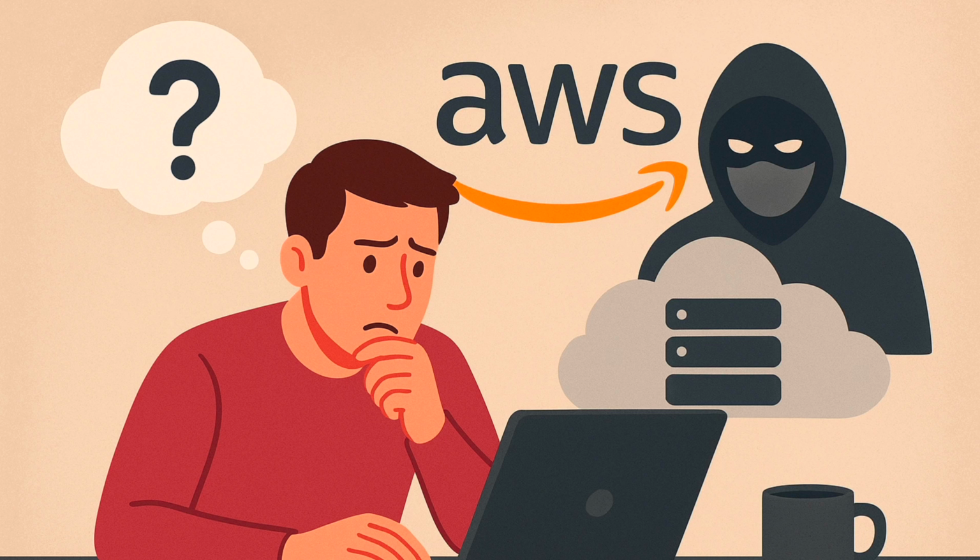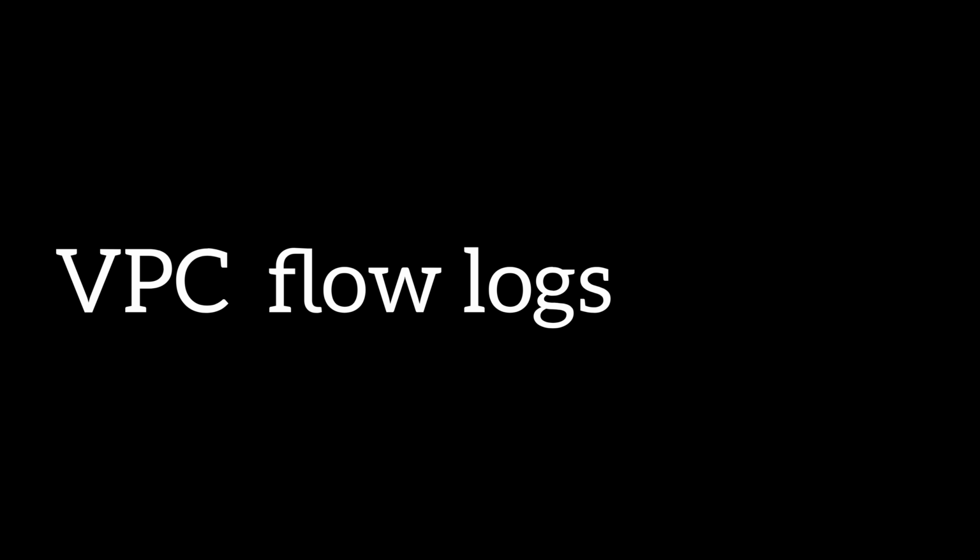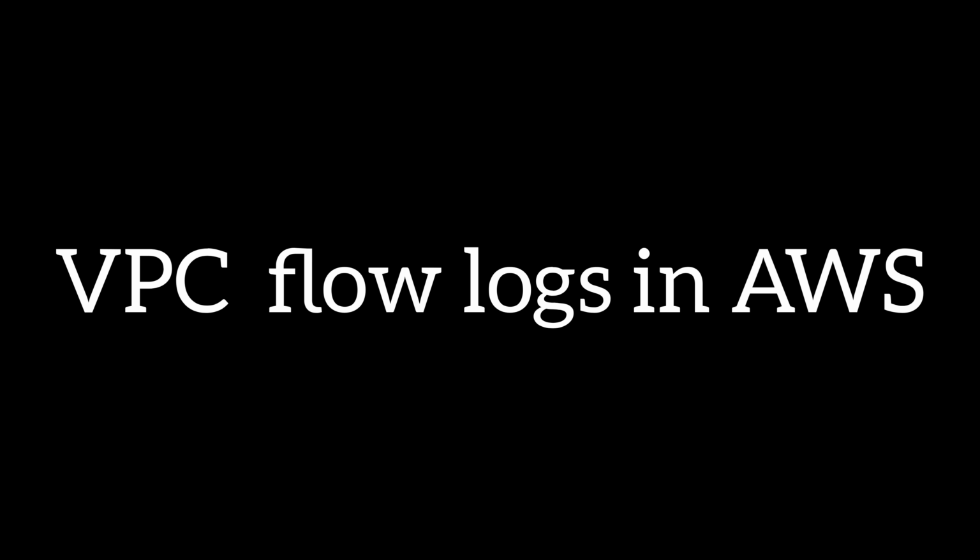Hello everyone. Have you ever wondered if someone is trying to connect to your AWS resources without your knowledge? Well, you can actually track that using the VPC flow logs in AWS. But before we jump into the demo, let me quickly explain what a VPC flow log is.